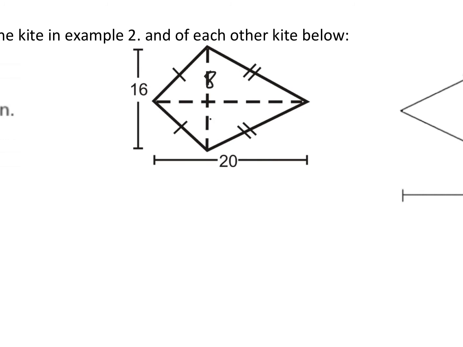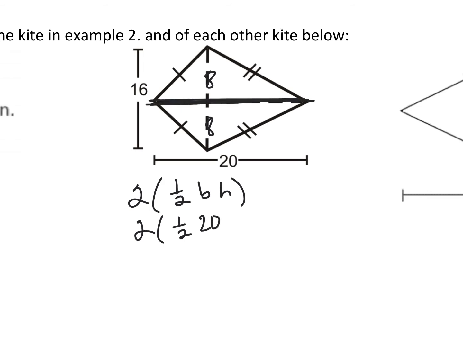So this would be 8 and 8, and then I would have 2 times 1/2 base times height. So 2 times 1/2, 8, or my base in this case, because I'm using the tail to top to tail diagonal, and then my height is half of the other one, so that would be 8. And I get 160. So this is half of 20 is 10, 10 times 8 is 80 times 2. So the area here is 160 units squared.